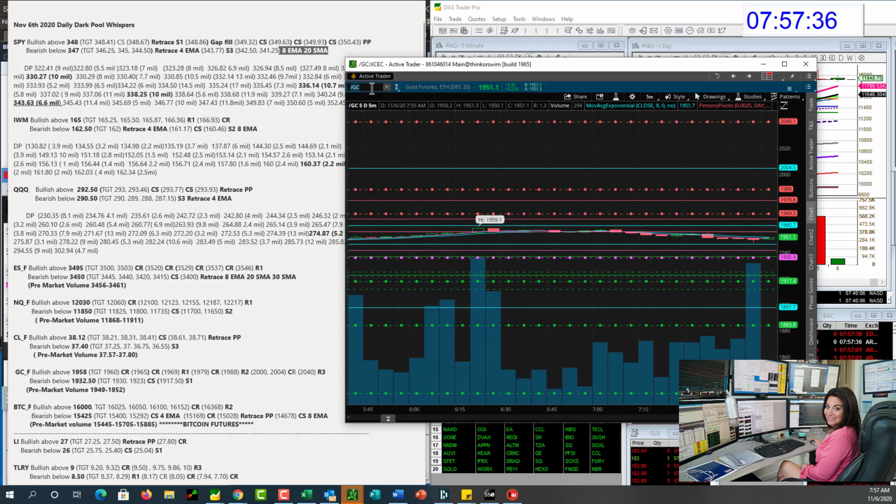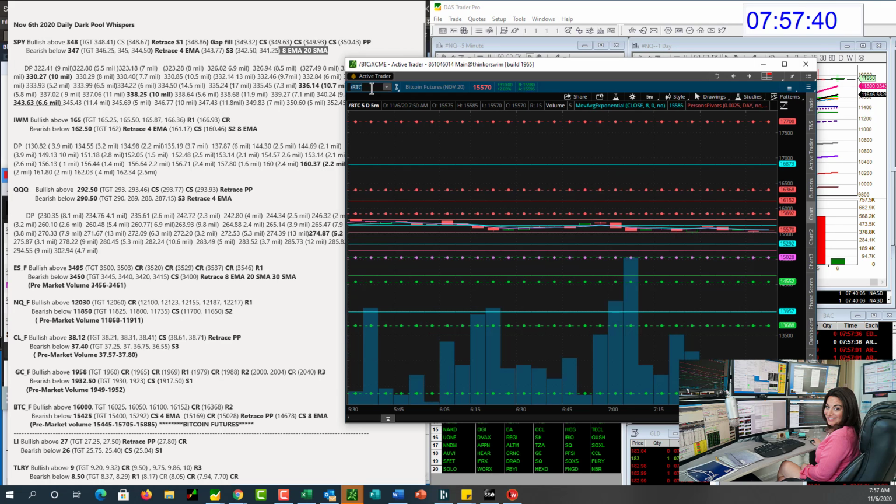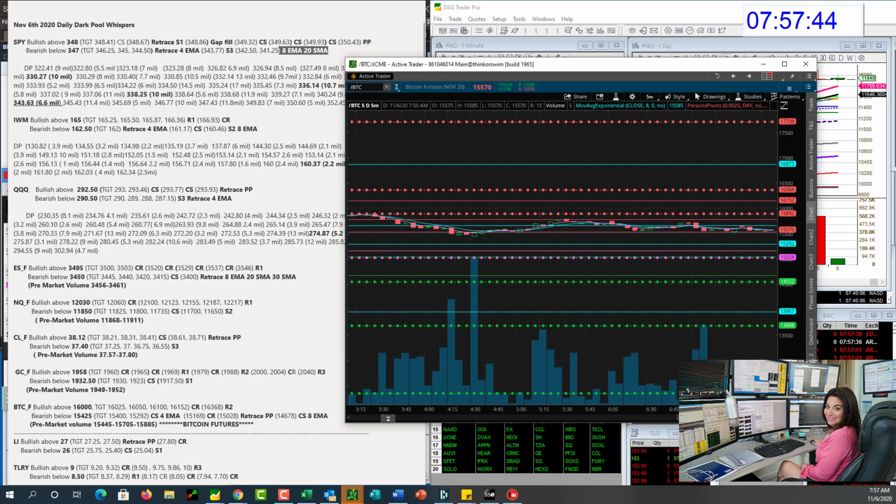Guess what? I got some Bitcoin futures. Why not? Just trade it. It trades perfectly, just like anything else. If you are trading Bitcoin itself, I'm not telling you to trade the futures, but you want to watch the futures. They trade really well on these pivots. We were watching them yesterday. So bullish above 16,000 on the futures, bear below 15,425.